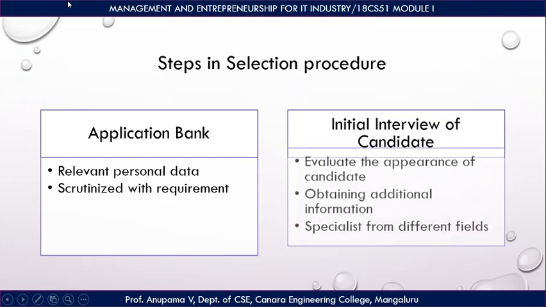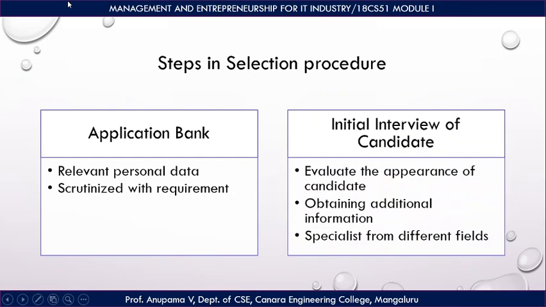Initial interview of the candidate. The initial interview of the candidate is the second step in selection. Those who are selected for the interview on the basis of particulars furnished in the application blank are called for the initial interview by the company. This interview is the most important means of evaluating the poise or the appearance of the candidate. It is also used for establishing a friendly relationship between the candidate and the company and for obtaining additional information or clarification on the information which is already furnished through the application blank.